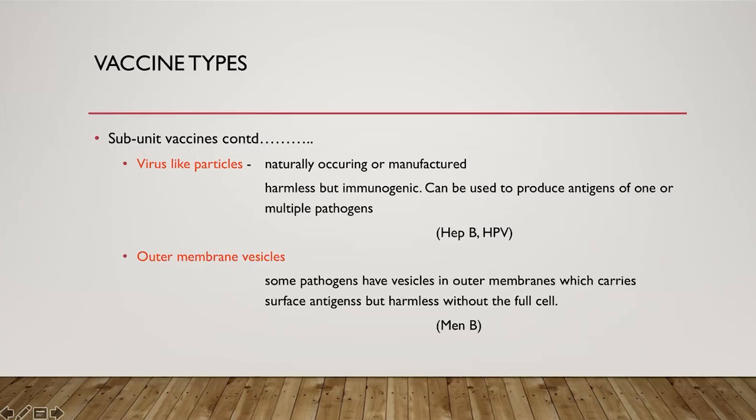Then outer membrane vesicles. Some companies use outer membrane vesicles to produce vaccines. And what are outer membrane vesicles? Some pathogens like the meningococcal agent have vesicles in the outer membrane. Okay, so they have small vesicles in the outer membrane which carry surface antigens. So they are immunogenic, but they are harmless. Without the full cell, these vesicles are completely harmless. So what some companies do is they extract the vesicles and include them in a vaccine. And some types of meningococcal B vaccines are made using outer membrane vesicles.